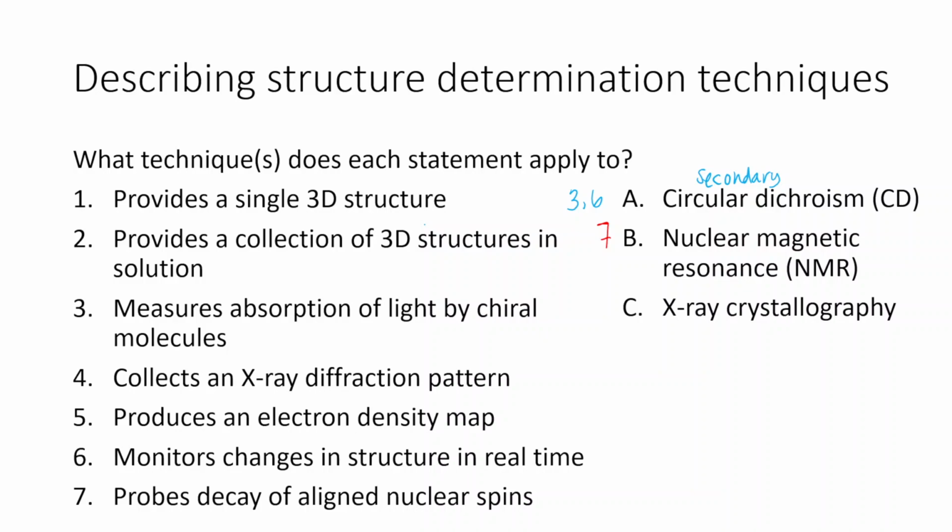Anybody have a different one? Yeah, 2. NMR can provide a collection of 3D structures in solution. We've talked a lot about how some secondary and tertiary structures are relatively fixed. Things like beta sheets and alpha helices are not going to move around a lot. They have fairly fixed angles. They're going to look the same when a protein is in solution.